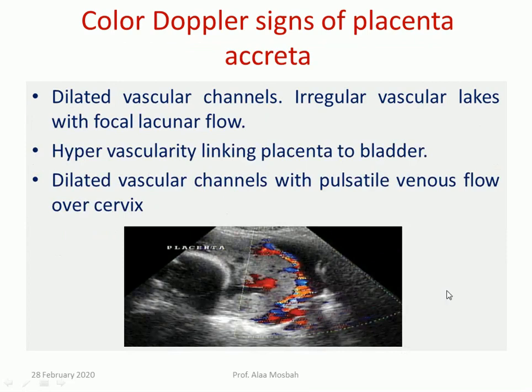Color Doppler signs of placenta accreta include dilated vascular channels, irregular vascular lakes with focal lacunar flow, hypervascularity linking the placenta to the bladder, as you see in the picture. This is the bladder, this is the placenta, this is the hypervascularity. Dilated vascular channel with pulsatile venous flow over the cervix.